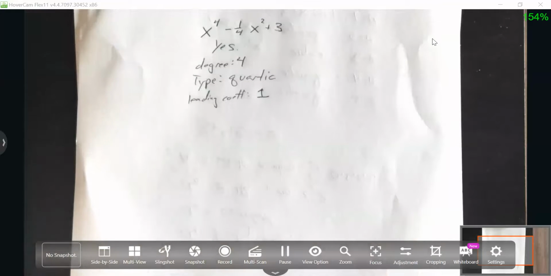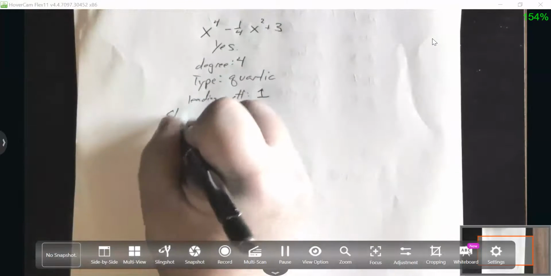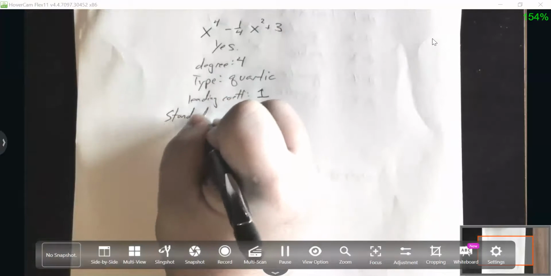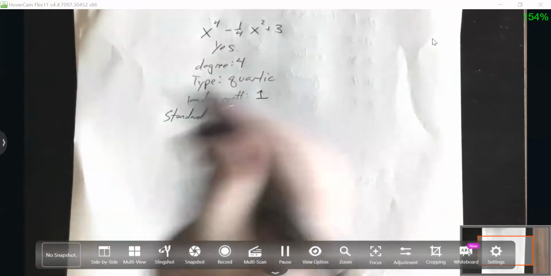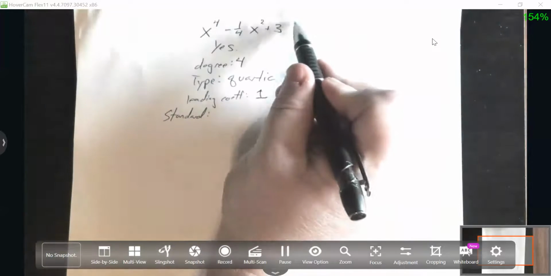Let's see. Oh, and standard form. So standard form has to be decreasing order. So we always want to write it with the most important terms first, and those are typically going to be the ones that have the highest power. So for it to be in standard form, it needs to be the highest power, then the next highest, then the next highest, which in this case, it is in standard form.